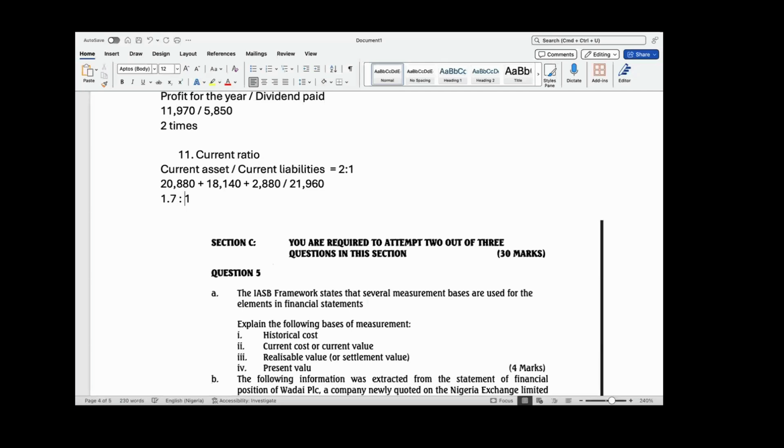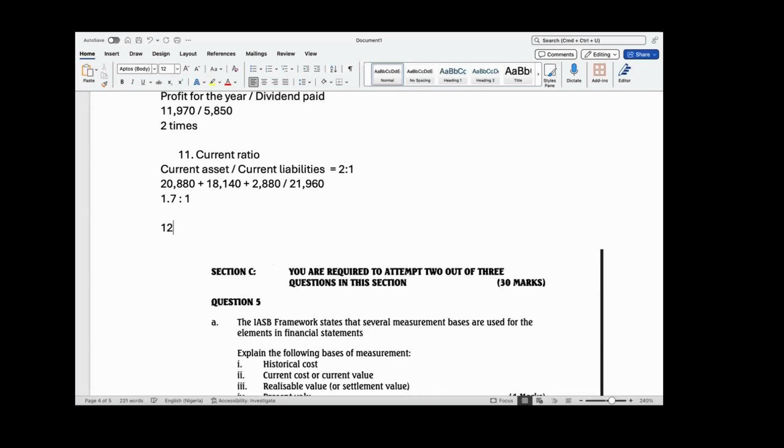The last one the examiner wants us to compute is the quick ratio. Is that what you get? I'm getting 1.9. Let's go over it again, please.